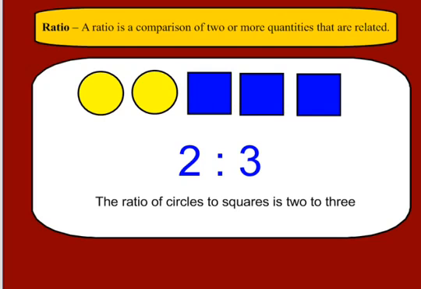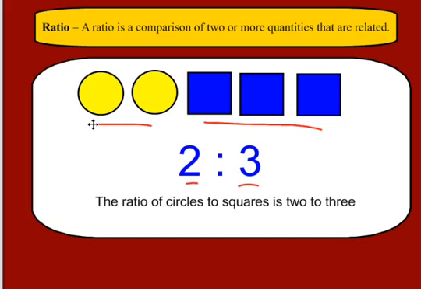What is a ratio? Well, a ratio is a comparison of two or more quantities that are related. So here we have two different quantities or two different shapes. We have circles and we have squares, and we could actually write a ratio based on this picture. So the ratio of circles to squares is 2 to 3. There are 2 circles for every 3 squares. Now that's just one ratio we could write based on that picture.